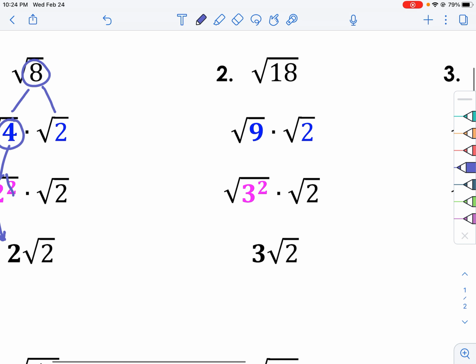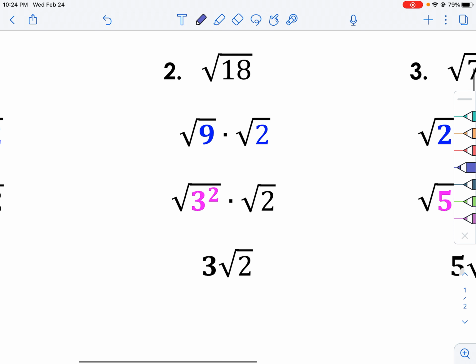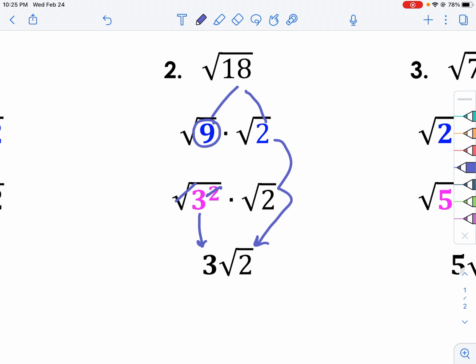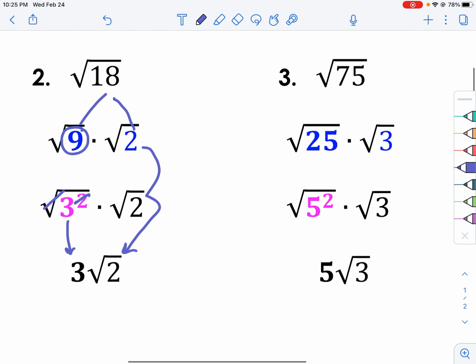Let's take a look at another example. 18. All right. For 18, we split this one into 9 and 2. We split into 9 because, again, 9 is another one of those perfect squares. Specifically, it's 3 times 3, or 3 squared. Again, you can cancel the square with the square root, and then that pulls the 3 out of the square root. Also, the 2 will just stay inside that square root the whole time because there's nothing we can do with that 2.